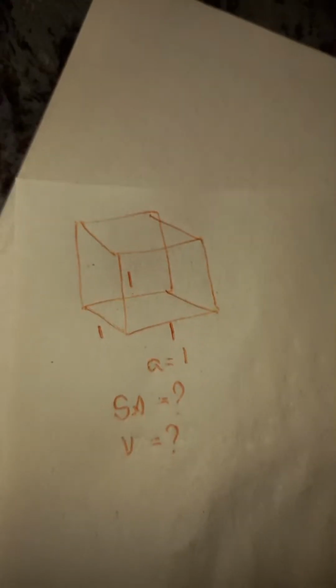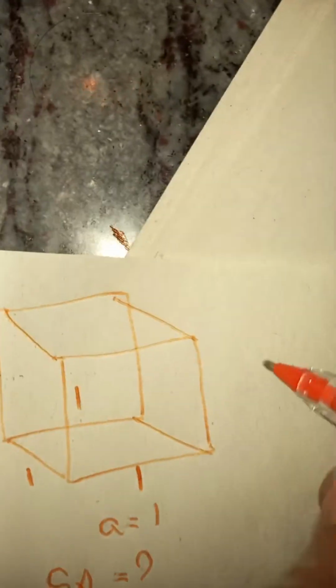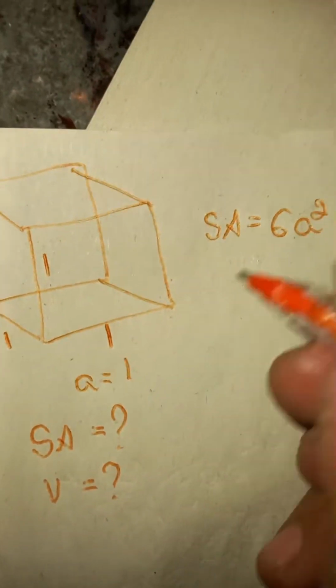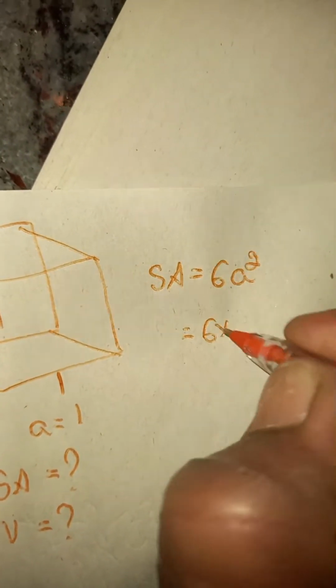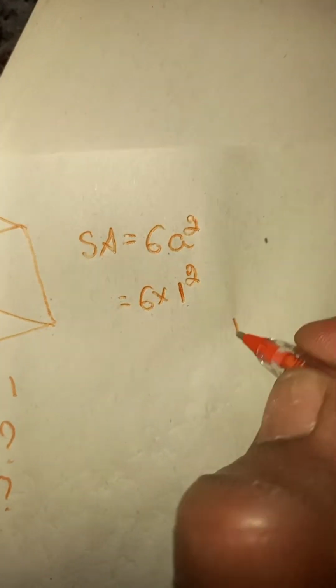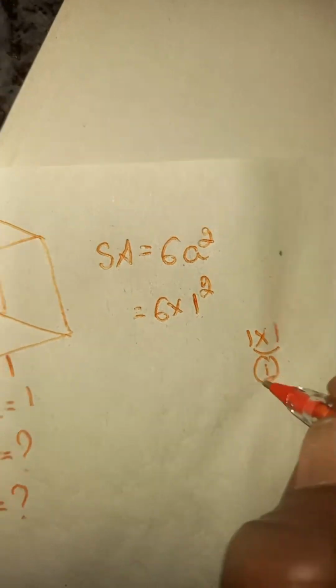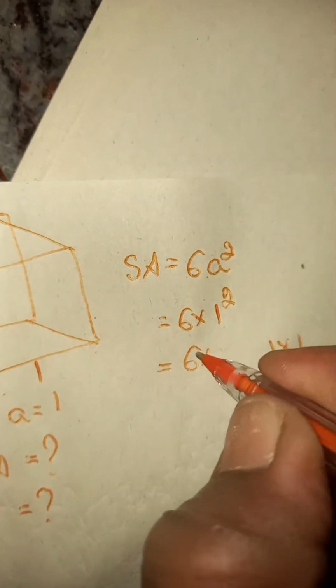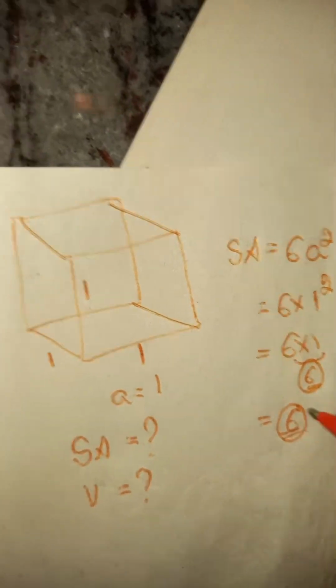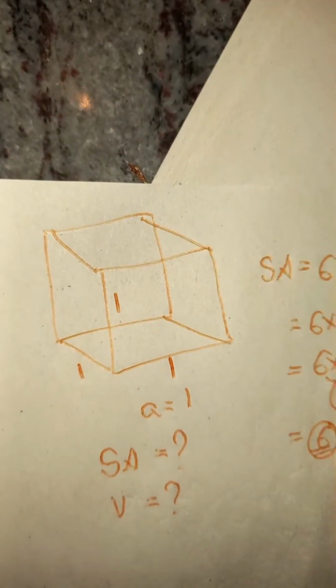Surface area of the cube can be found as 6 times a square. A means side length, so that is 6 times, here side length is 1 unit, it is 1 square. 1 square is 1 times 1, which becomes 1. So it is 6 times 1. 6 times 1 remains as 6 square units. That is the surface area of this complete cube.